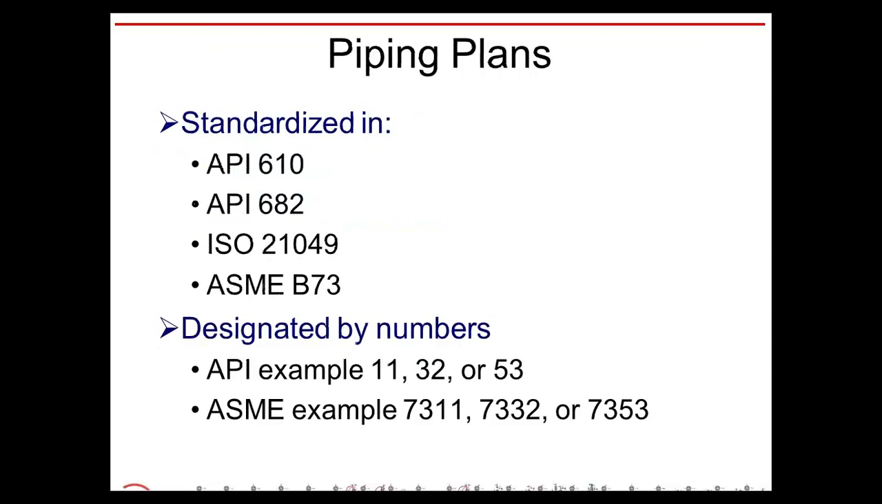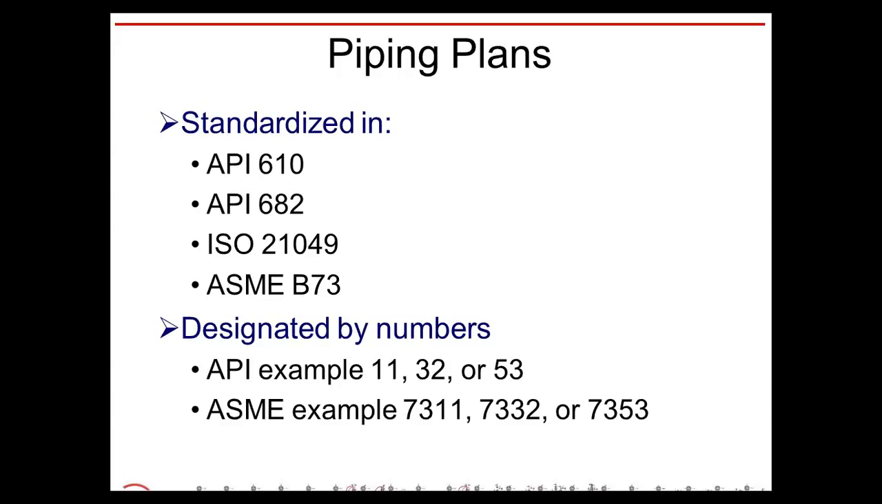Piping plans are standardized in a variety of categories, as you can see here, API, ISO, and they are designated by individual numbers. You'll hear quite often someone say, what kind of flush are you running? And someone will say, I'm running a plan 11. I'm running a plan 32. Those are API designated terms that they've called out and defined as a type of orientation for the mechanical seal flush.